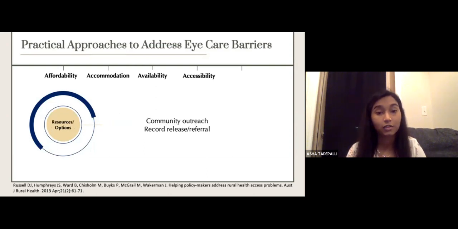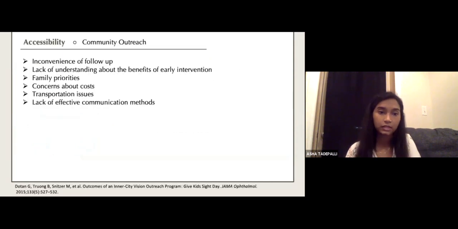Resources and options that we have are community outreach, going to the community itself, and then record release and referral, getting that specialized care by working with other providers. Inconvenience of follow-up, lack of understanding about the benefits of early intervention, family priorities, like we touched on earlier, concerns about cost, transportation issues, and lack of effective communication methods were all cited as issues with going to receive care. Optometry plays a role, like I mentioned earlier, with primary eye care providers, but if it's difficult to get that first eye exam, it might be difficult to then continue to follow with another provider as needed.